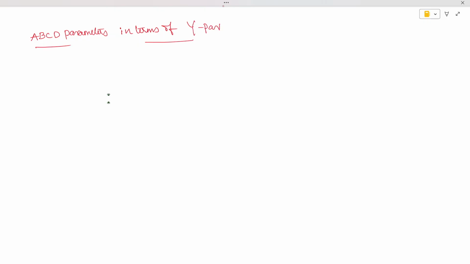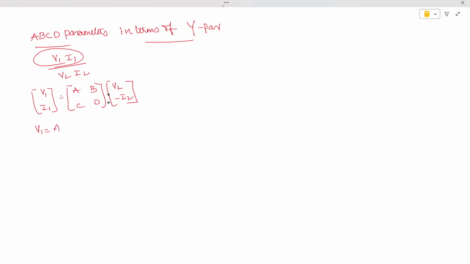So in this expression, very simple. What are the ABCD parameters we have? V1, I1 is the input port, V2, I2 is the output port. So we want to write down V1, I1, the input port, equal to A, B, C, D with respect to V2, and current is negative. When you write down, V1 is equal to A V2 minus B into I2 is one equation. I1 is equal to C V2 minus D I2 is the other expression.